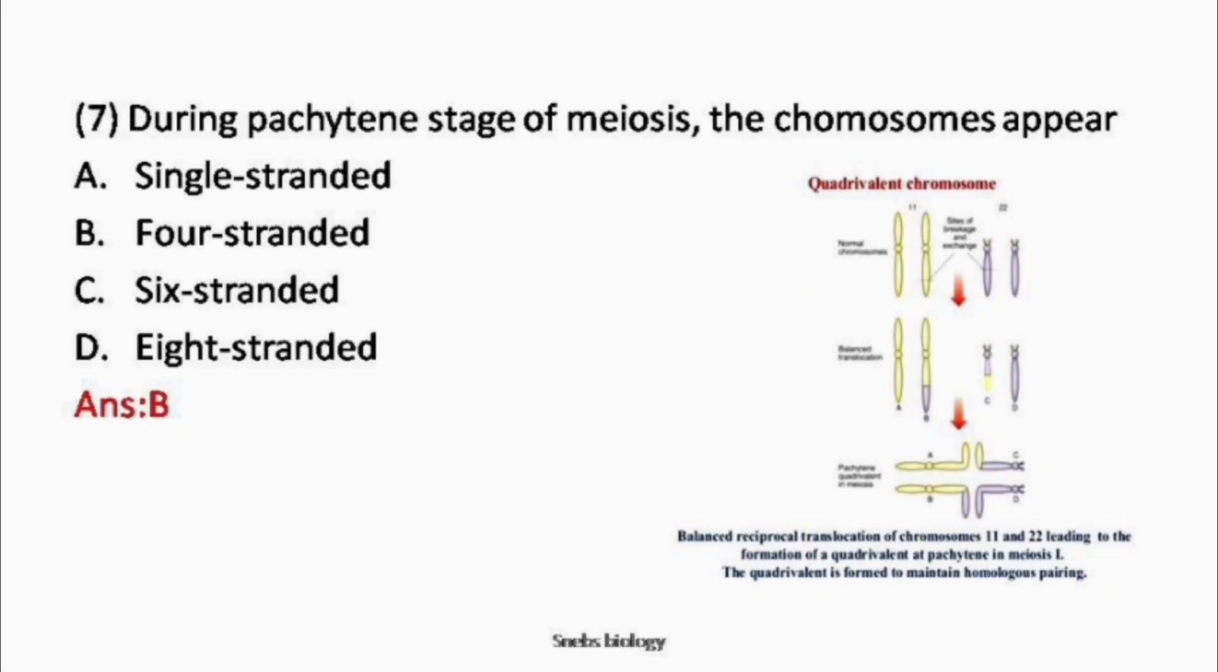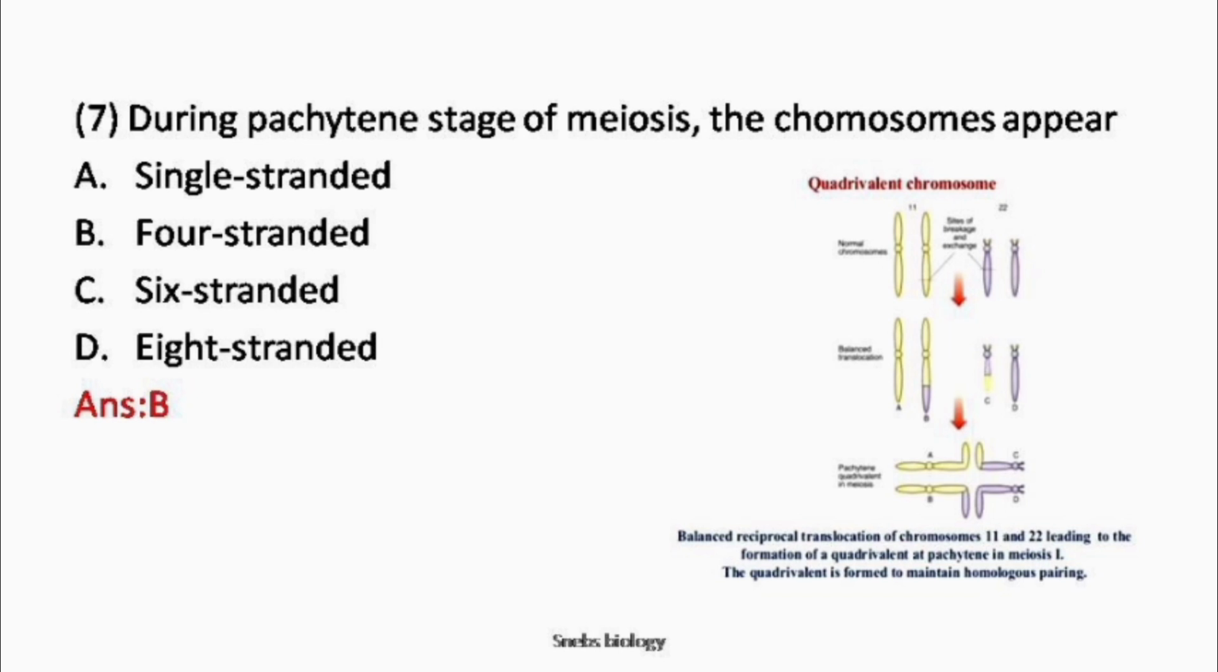Next, question number 7. During the pachytene stage of meiosis, the chromosomes appear option A single-stranded, option B 4-stranded, option C 6-stranded, option D 8-stranded. So during the pachytene stage of meiosis, chromosomes contain 4 strands, that is, tetravalent. So the correct answer is option B.